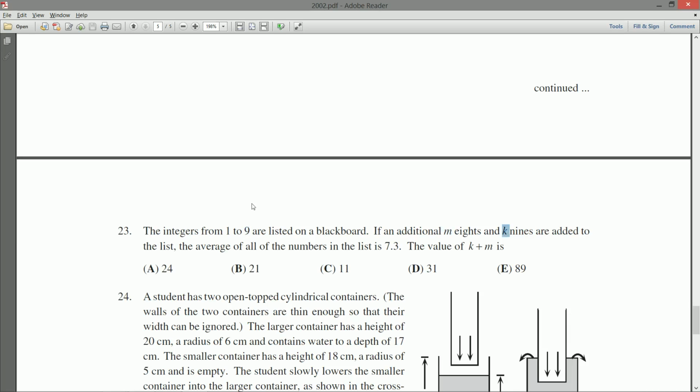If we divide that by the number of numbers, we get 7.3. And this should be enough to work out the value of k plus m. Maybe not enough to work out k or m by themselves, but certainly enough to work out k plus m. Okay, so we're going to use the function for average: the total of all the numbers divided by the number of the numbers is equal to the average. So let's jump straight to the notepad.